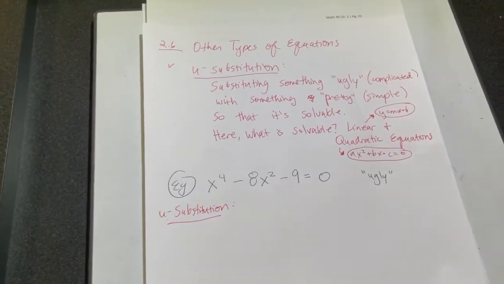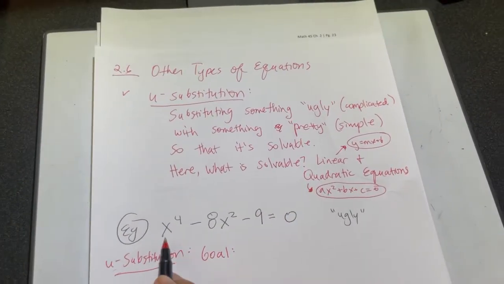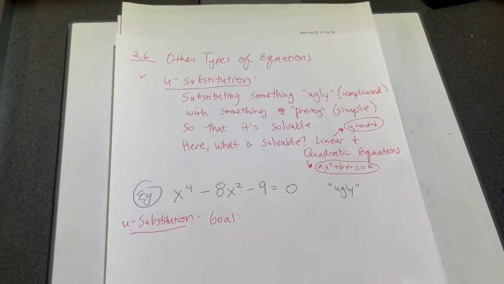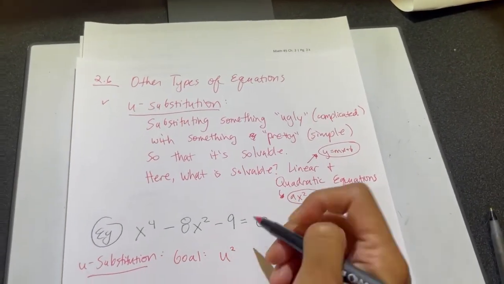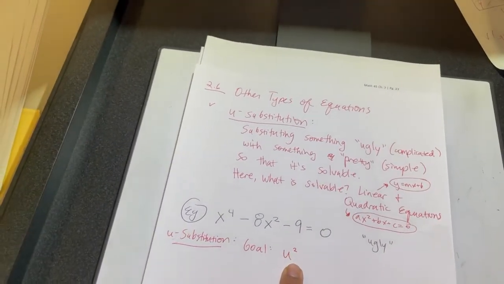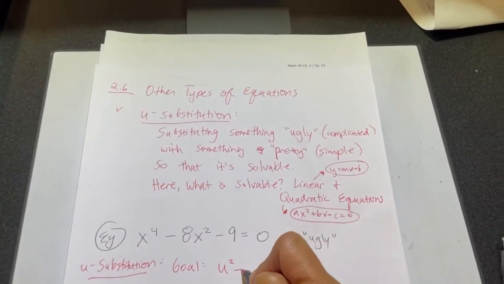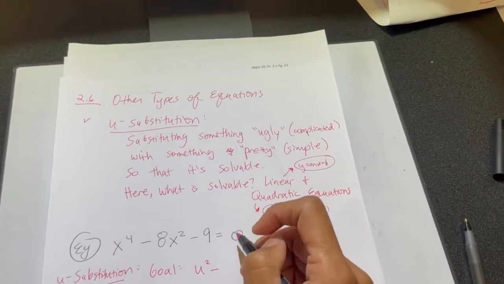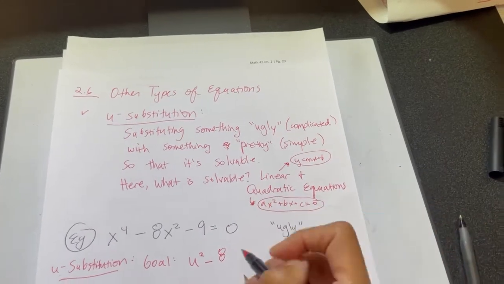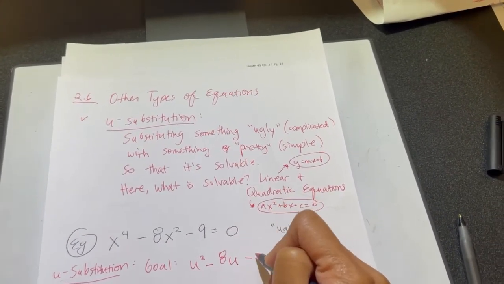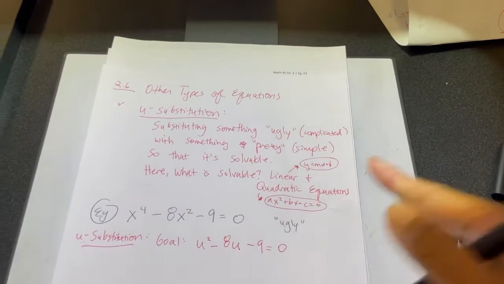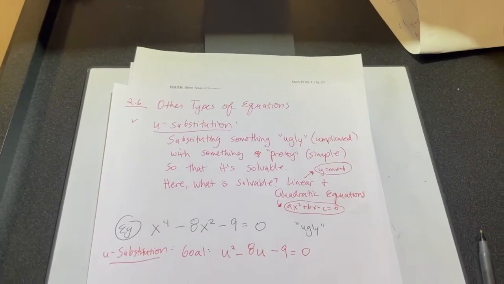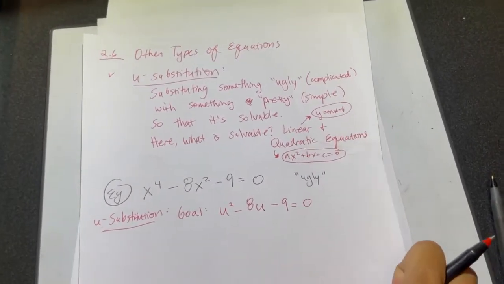So my goal is I want to make this look pretty. I want this x to the 4th to be something to the 2nd power instead, and I'm going to just call it u. I want this to be a u squared. If I want it in quadratic equation form, I want u squared minus 8, the 8's going to stay the same, and the x squared I want just to be a u, minus 9 is equal to 0. I write down what I want, and I'm going to work backwards, right? Sometimes you got to start with what you want, and then you'll know what work you got to do.